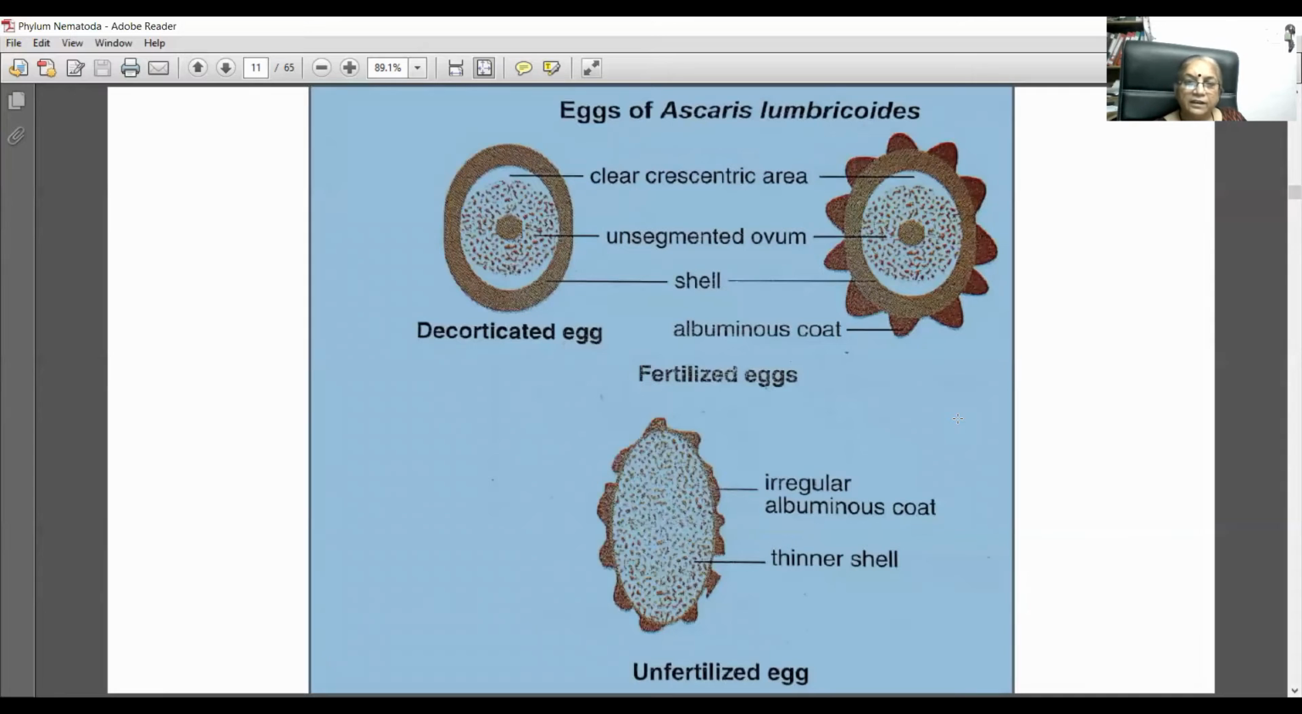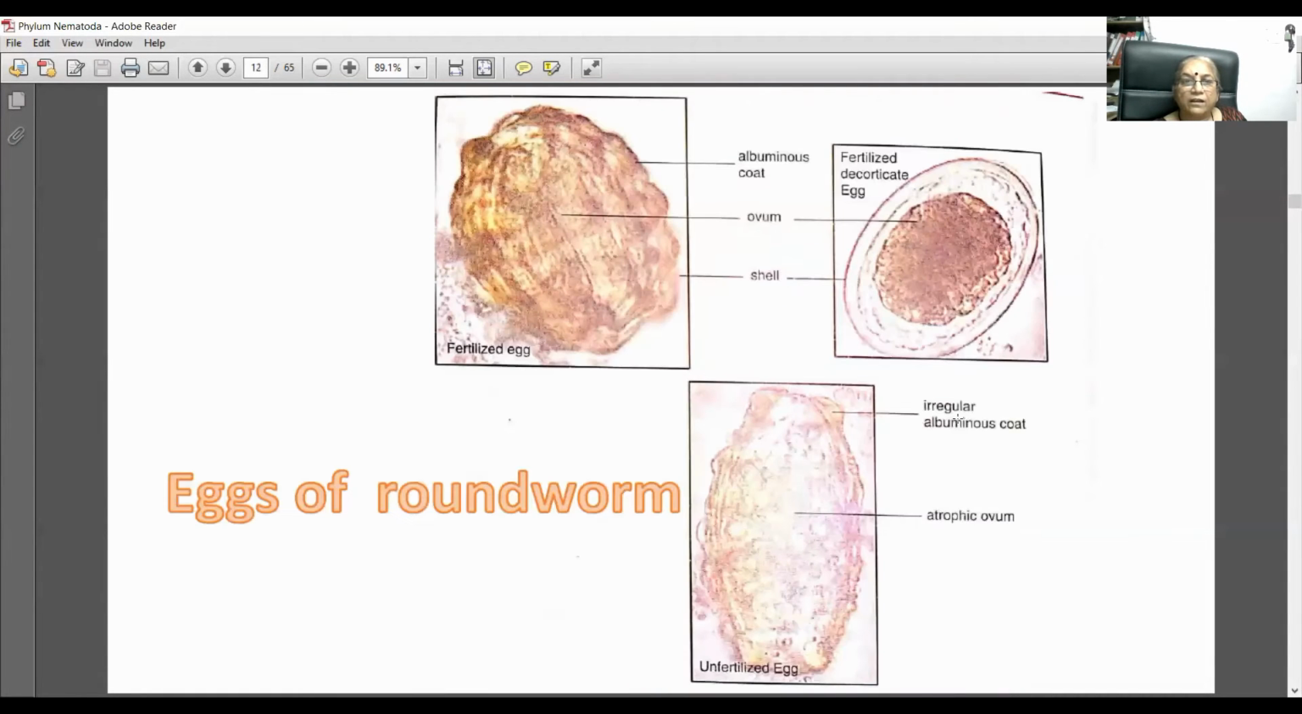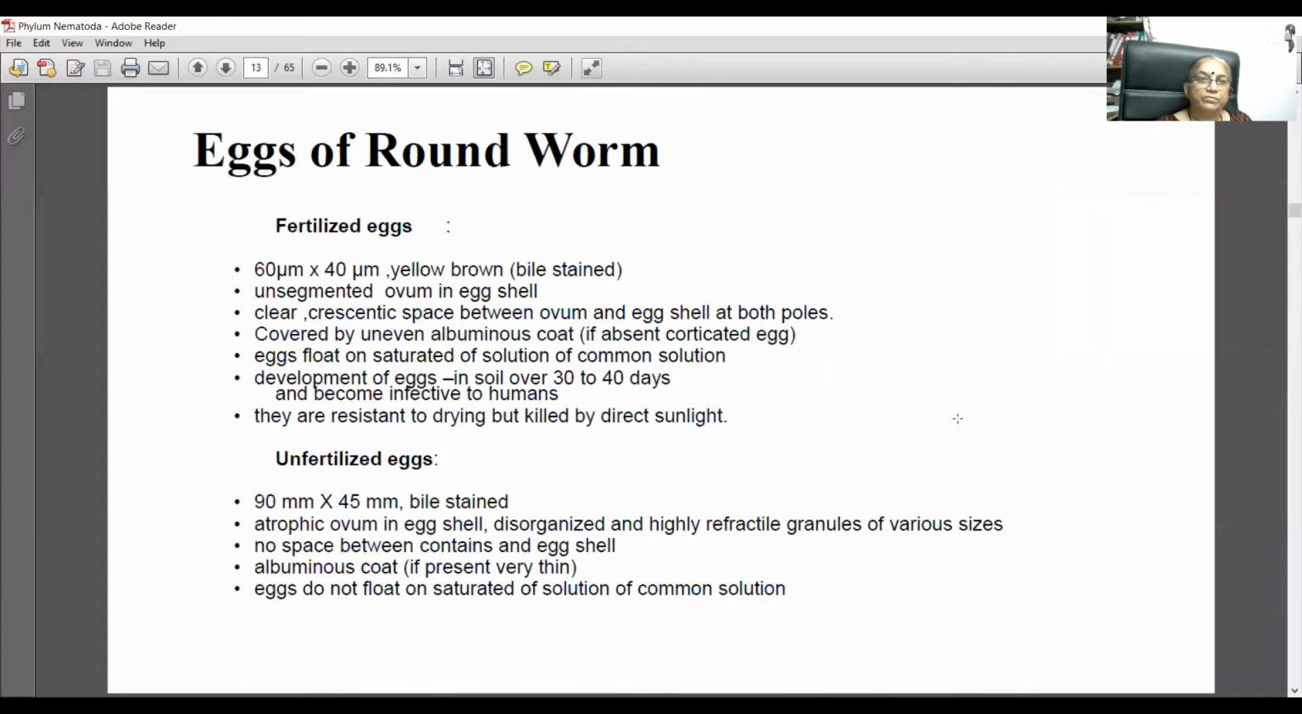Now this is one, another. See, this is how they look when they are soiled. Okay, a fertilized decorticated egg, how it looks, and an unfertilized egg, how it looks. The unfertilized egg has an atrophic ovum in it, whereas the decorticated and fertilized egg has the ovum nicely found in it, a developed form, you can say.